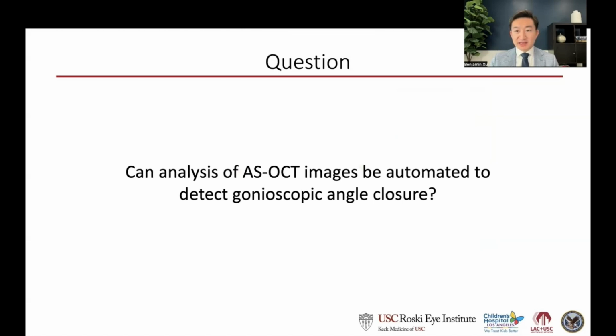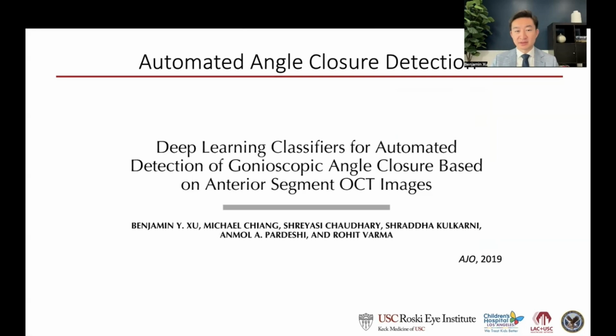One question that my lab asked a few years ago is, can we automate the analysis of these ASOCT images to detect patients who have gonioscopic angle closure? In this 2019 paper, we described deep learning classifiers that could do exactly that.